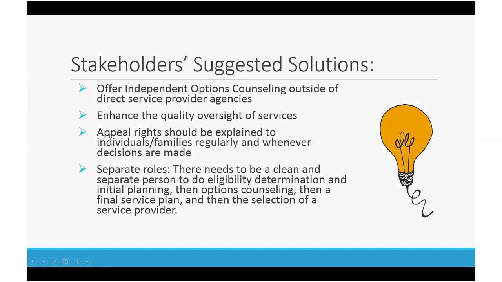So the suggestion here is that there needs to be a clean and separate person to do first eligibility determinations, then initial planning about what a person's service package might look like, then options counseling around the full range of their options of providers or management, and then a final more detailed service plan could be developed. And then finally, the selection of a service provider. So those were all the suggestions that we got from stakeholders in our initial round of soliciting feedback about how to proceed in this state to reduce conflict of interest.